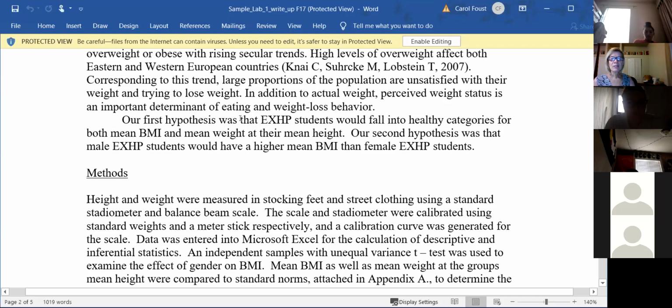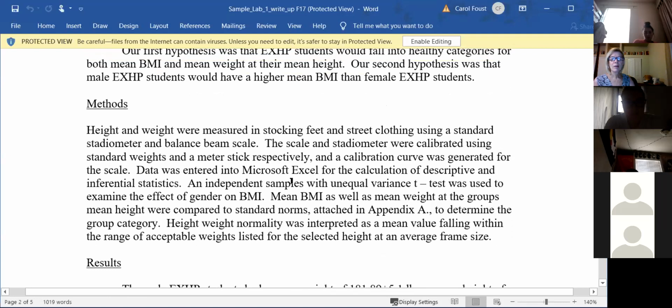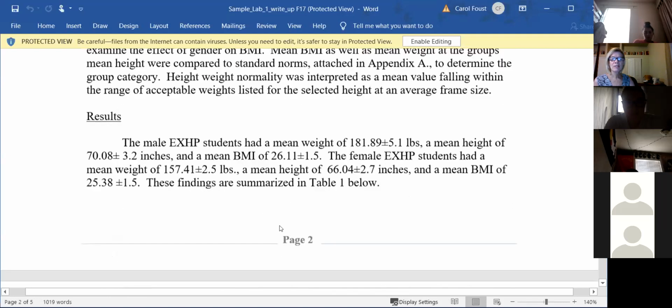The first hypothesis was that EXHP students would fall into healthy categories for both mean BMI and mean weight at their mean height. The second hypothesis was that male students would have a higher mean BMI than female students. Then I talk a little about the methodology, exactly what was done.